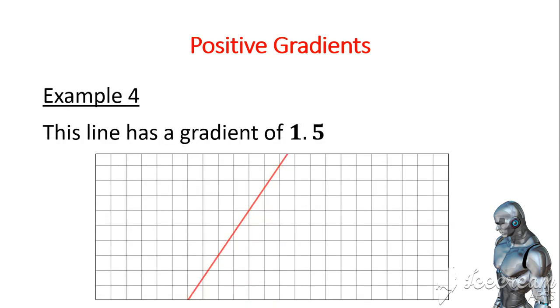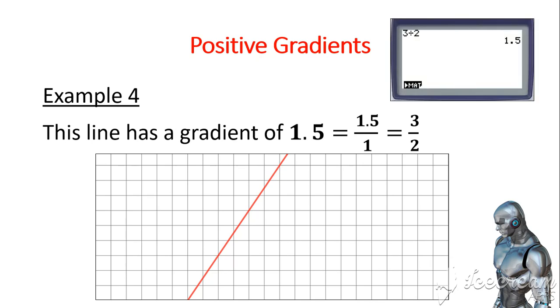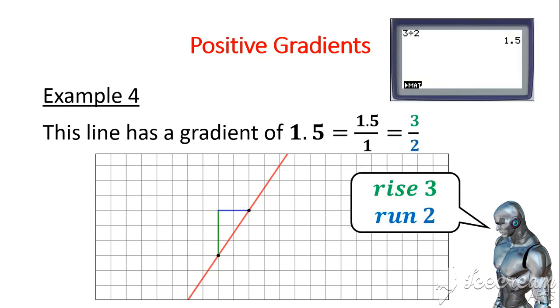Right, what about example 4? This line has a gradient of 1.5. It's a decimal. Now I could write it as 1.5 over 1, which means I rise up 1.5 squares and I run across 1 square. But I like to do a little trick. I'm going to double the top to get 3 and double the bottom to get 2 to get a fraction that does not have decimals in it. So I've got 3 over 2, and I know 3 divided by 2 is 1.5, but that tells me it rises 3 squares and runs 2 squares.